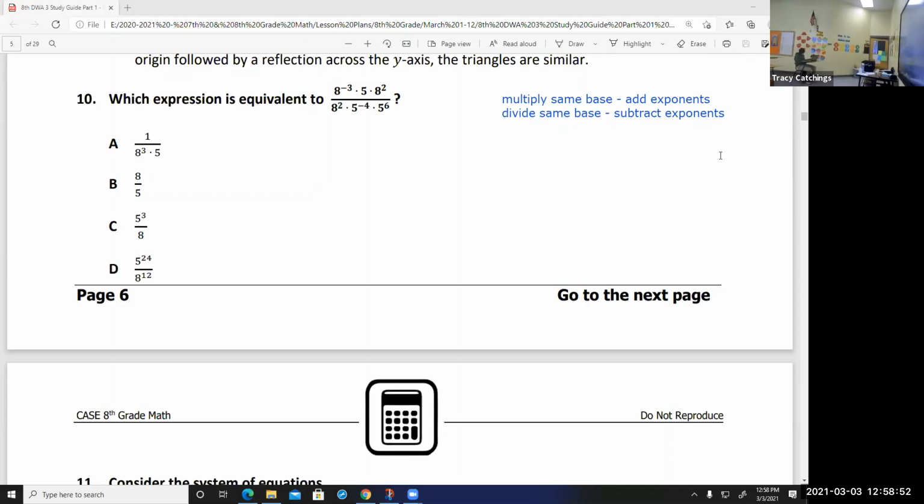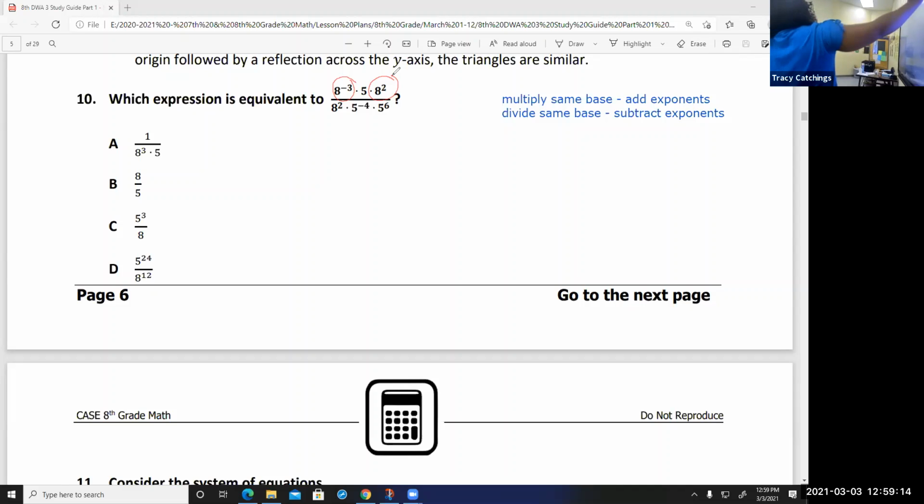All right, so in this expression, we're going to look at it separate. We're going to look at the numerator, or the top, first, and then we're going to look at the bottom. So if we look at the top, what base is the same? Good job, 8. So we got 8 to the negative third and 8 squared. They are both being multiplied, and we said when we multiply, we're going to do what?